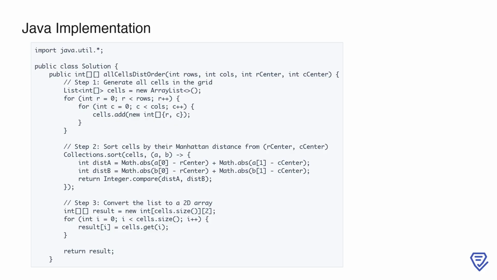Once we have all the cells, step 2 is to sort them based on their Manhattan distance from the center. We use the Collections.sort method and provide a custom comparator. The comparator calculates the Manhattan distance for each cell by summing the absolute differences of their row and column indices from those of the center. It then compares the distances to determine the order.